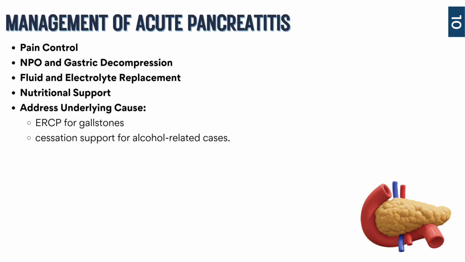We're going to try to have gastric decompression with an NG tube that can alleviate the vomiting and abdominal distension that can occur. We're also going to be doing fluid resuscitation with isotonic IV fluids, addressing that hypovolemia from the third spacing and vomiting. We're going to be doing electrolyte replacement, particularly calcium and magnesium, if it's necessary. Nutritional support should transition from enteral feeding as soon as tolerated to maintain gut integrity. Identifying and addressing the underlying cause, such as removing the gallstones if that's the cause, or providing resources for alcohol cessation, is also super important to prevent recurrence.